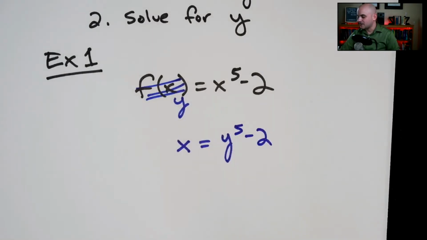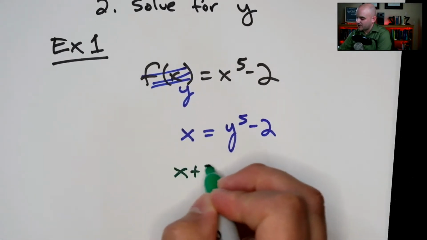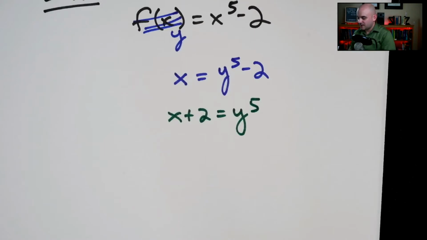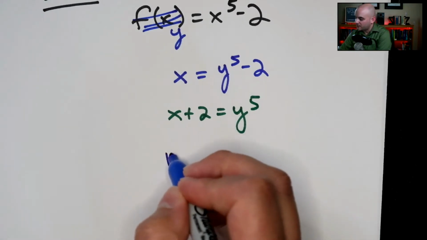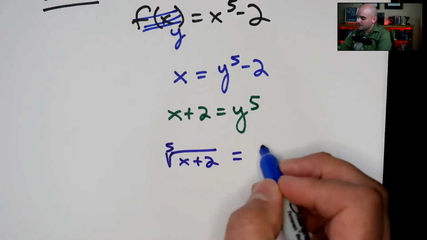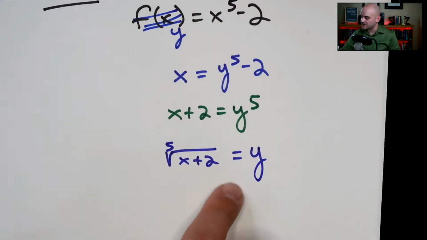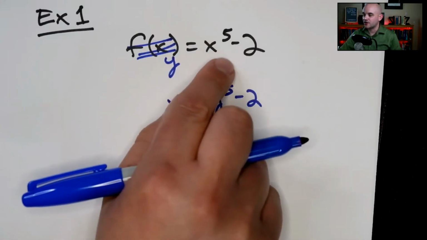From there, get the y by itself. So I'm going to add 2 to both sides. I get x plus 2 equals y to the fifth. And then I'm going to take the fifth root of both sides. That's the opposite of raising something to the power of 5, right? The fifth root of the left side is equal to the fifth root of the right side, which is just going to be a y now. So y is by itself. This is the inverse to our original function up here.